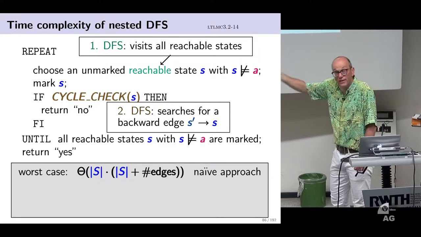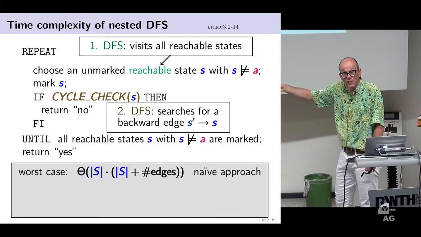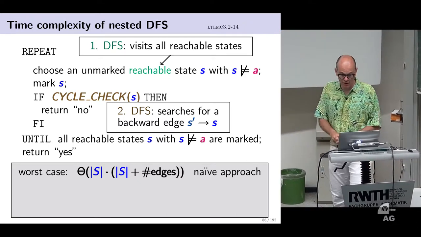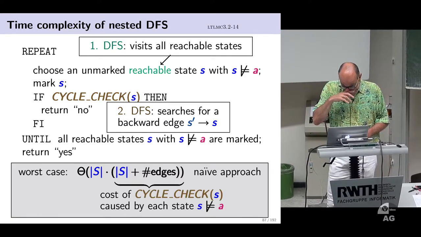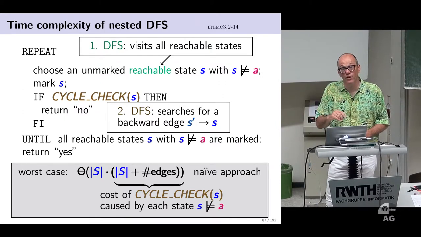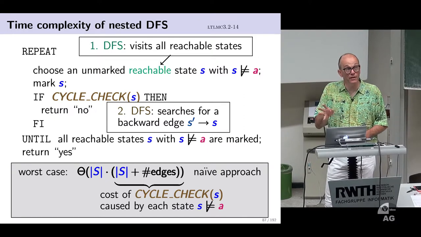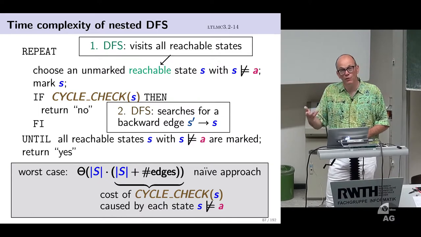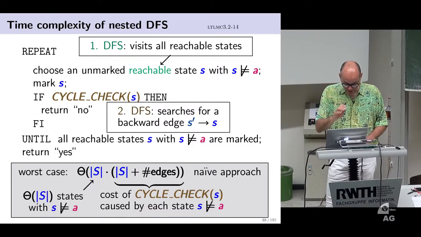And that means for every state, I have to check whether it's on a cycle, which is another depth first search. And that means there I have to do this complexity. Good. So that's the cost of the cycle check. This is what I would like to avoid. Again, an algorithmician would maybe say, okay, I'm happy, it's polynomial, done. We would like to do it a little bit more efficiently.